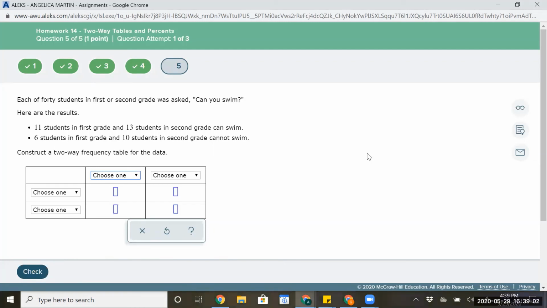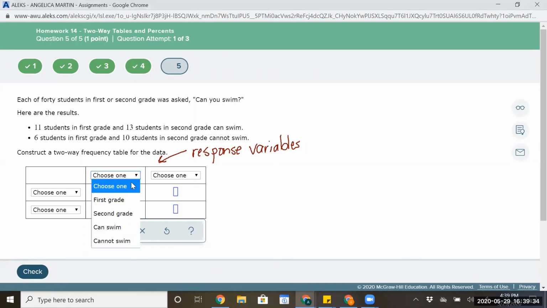Okay, so let's read this one. Each of 40 students in 1st or 2nd grade was asked, "Can you swim?" So remember, these labels here are called response variables, and they refer to the responses that students or participants gave. In this situation, if I'm asking, "Can you swim?" what kind of responses can be given? Well, really, there's only 2. Either I say I can swim, or I respond with I cannot swim. So now I've taken care of my response variables.